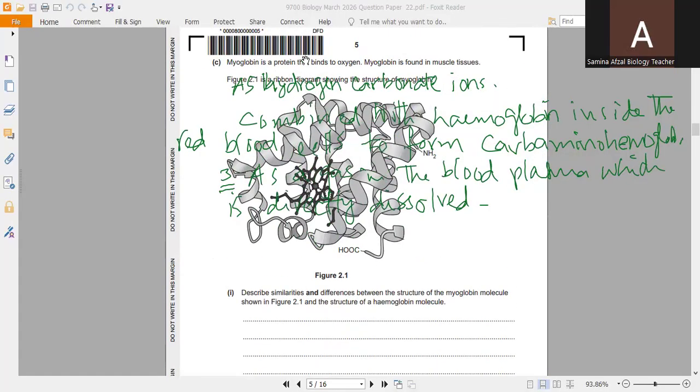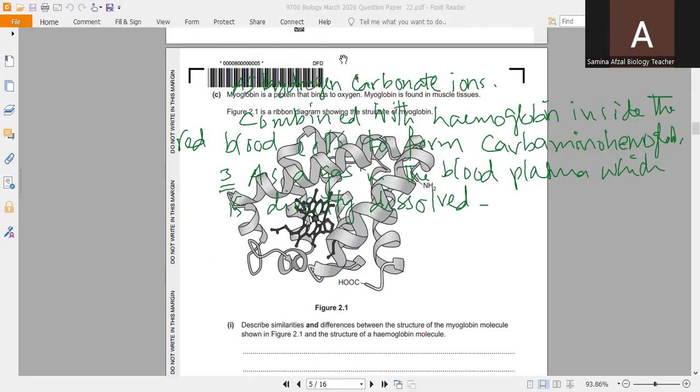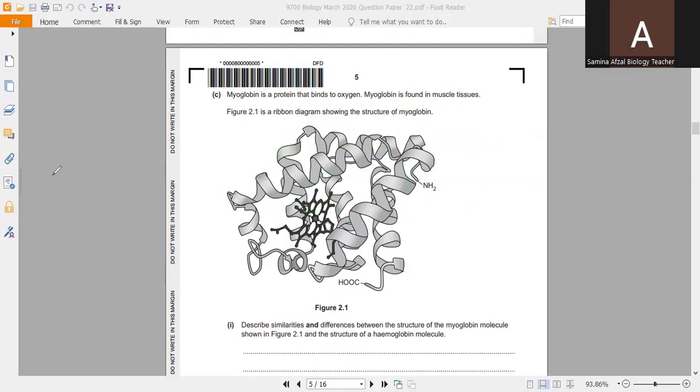Now the C part of this question is: myoglobin is a protein that binds to oxygen. Myoglobin is found in muscle tissues. Figure 2.1 is a ribbon diagram showing the structure of myoglobin. The question is: describe similarities and differences between the structure of the myoglobin molecule shown in Figure 2.1 and the structure of the hemoglobin molecule.